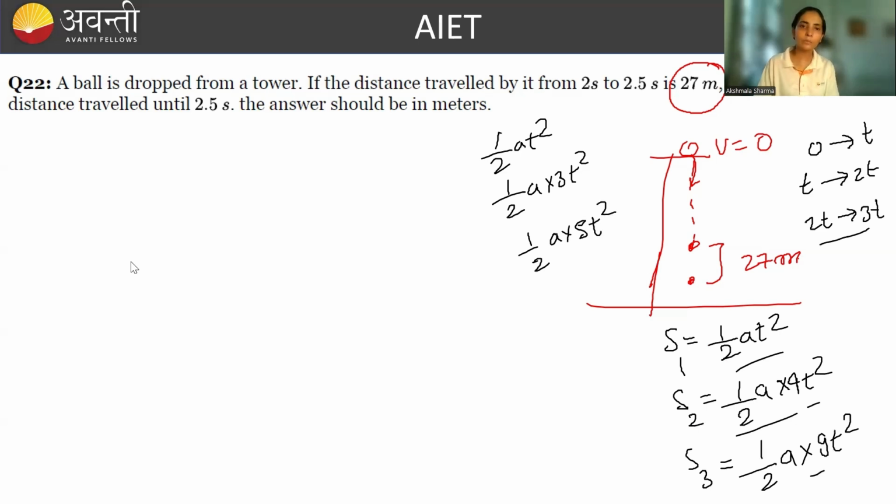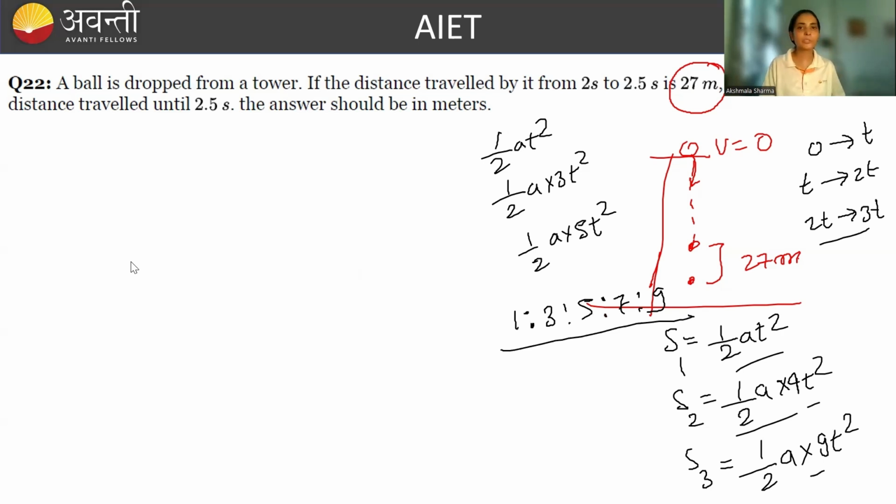So if I take these intervals, you can see here that the ratio of distance covered is 1:3:5. And you can check for longer intervals also, you will get a ratio like this. So these are odd numbers, and that is Galileo's odd number rule. It says that the distance covered by a ball dropped from a certain height follows this ratio for equal intervals.